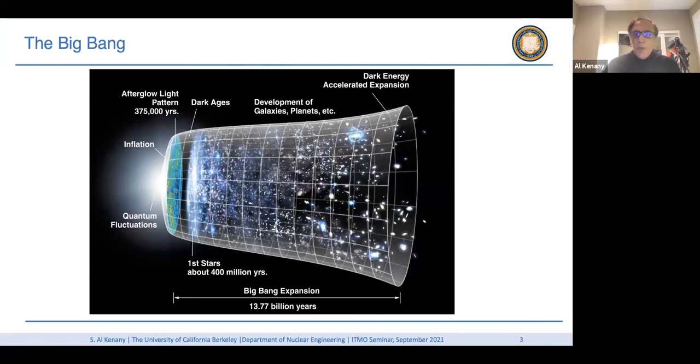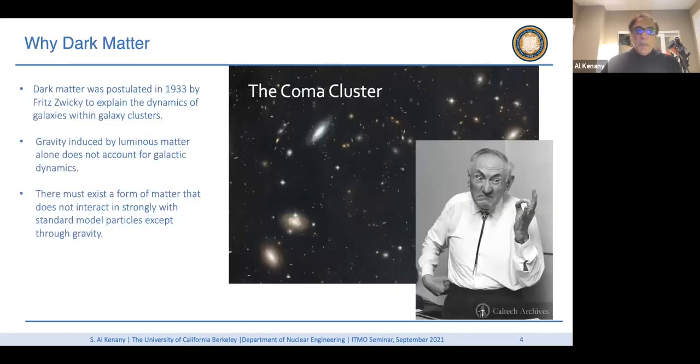Let us start with why we are doing this research. It's very important to understand where we are in this field. We think that as the universe was expanding, there was a dark energy that accelerated the universe, and baryonic matter was created. And there is a part of the matter that was created which is dark matter. The dark matter was postulated in 1933 by Fritz Zwicky. He explained that gravity induced by luminous matter alone does not account for galactic dynamics.